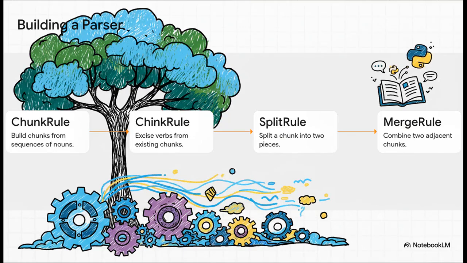So let's take a classic assignment, like building a chunk parser, which is basically a tool to find simple phrases in a sentence. Instead of writing tons of complex code, students could just define a series of simple, readable rules. A chunk rule to grab the nouns, a chink rule to get rid of the verbs. It turned this really complex task into a fun, logical puzzle.